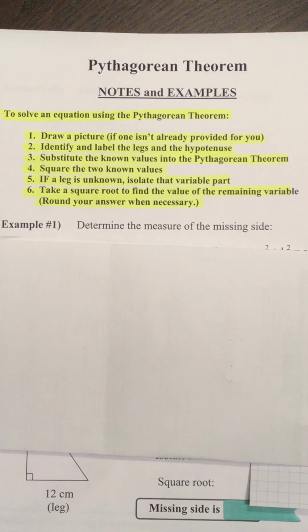Okay, so number 2 is to identify and label the legs and the hypotenuse. Now remember again, the legs are interchangeable. There is no, this one has to be A and this one has to be B. The only one that is solid and you cannot change is that hypotenuse. So I always tell my students, identify the hypotenuse first.